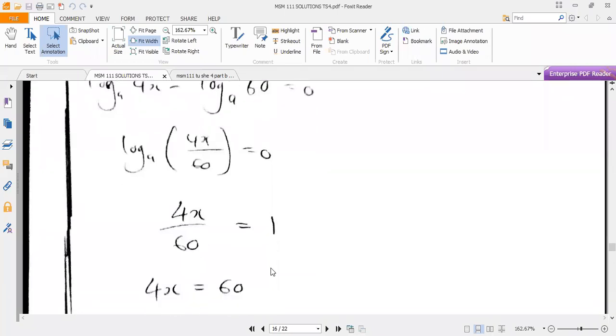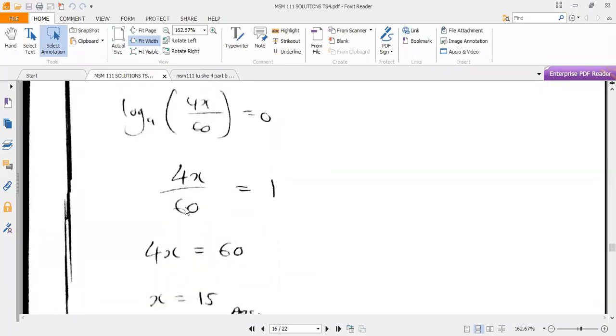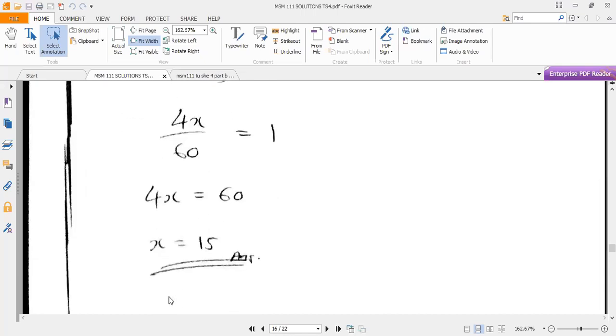Now we just solve for x. So we can say 4x over 60 is equal to 1. We cross multiply, 60 times 1. We have 4x is equal to 60. Now, what is 60 divided by 4? It gives us 15 here as our final answer. Any questions?